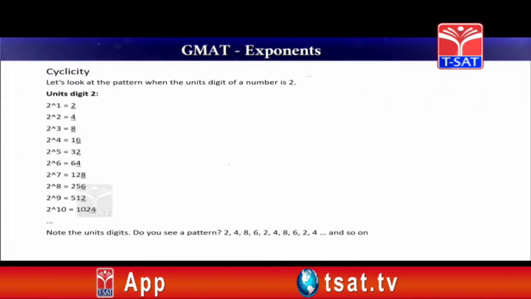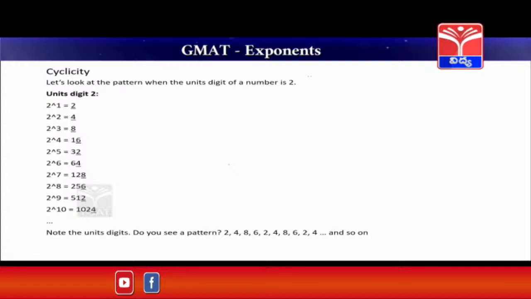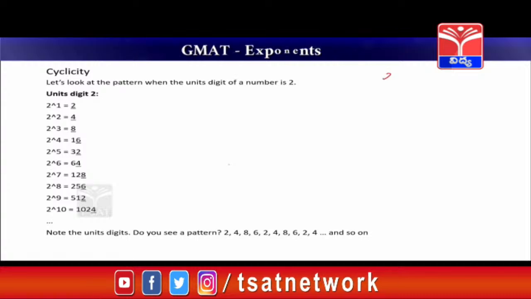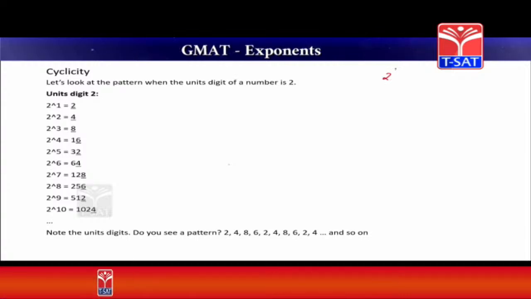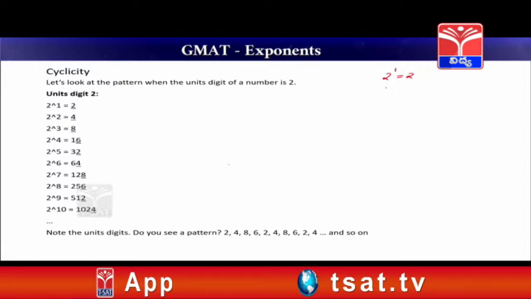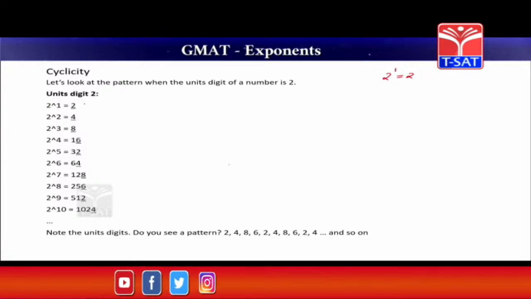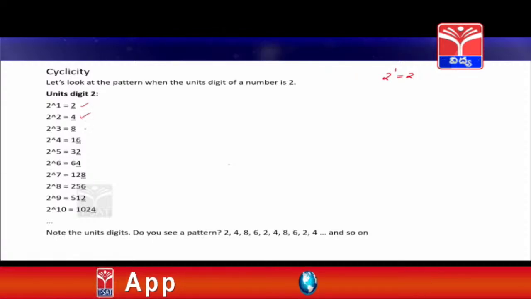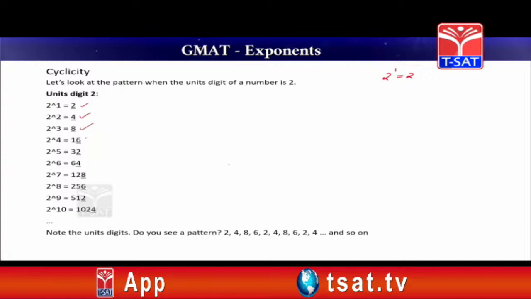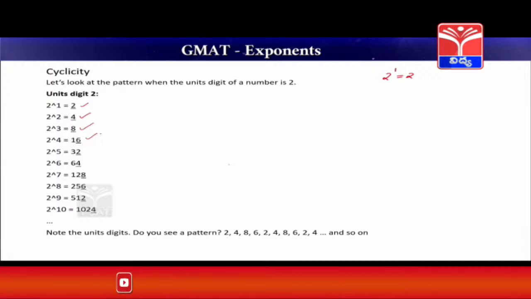Let's look at the concept of cyclicity. Cyclicity will help you when you are calculating the units digits. When any single digit number is raised to any power, it will always show a pattern in its units digit. Let's look at the table of 2 raised to powers of 1, 2, 3, 4, etc. So 2 raised to 1 is 2, 2 raised to 2 is 4, 2 raised to 3 is 8, 2 raised to 4 is 16, and we're just focusing on the units digit.